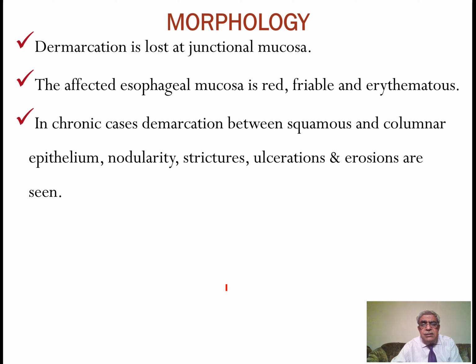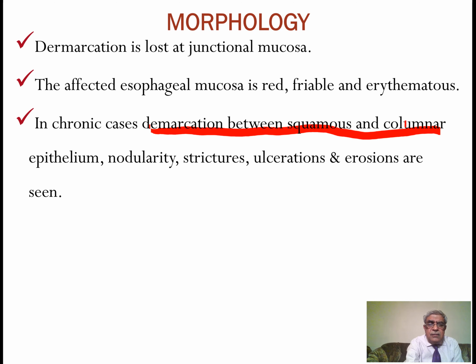In chronic cases, demarcation between squamous and columnar epithelium. Again, same old repetition of the past. That is, there is demarcation of the epithelium between squamous and columnar epithelium. There is nodularity. Now, the case is chronic, stricture formation, ulceration, erosions, they are present.